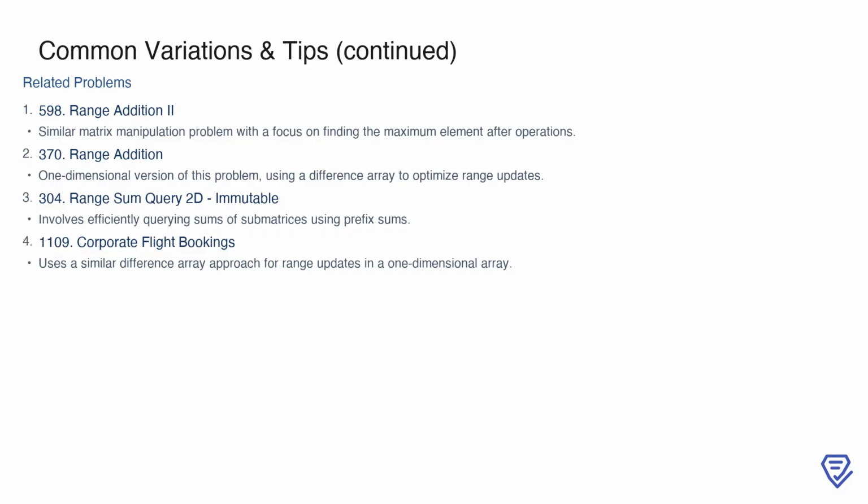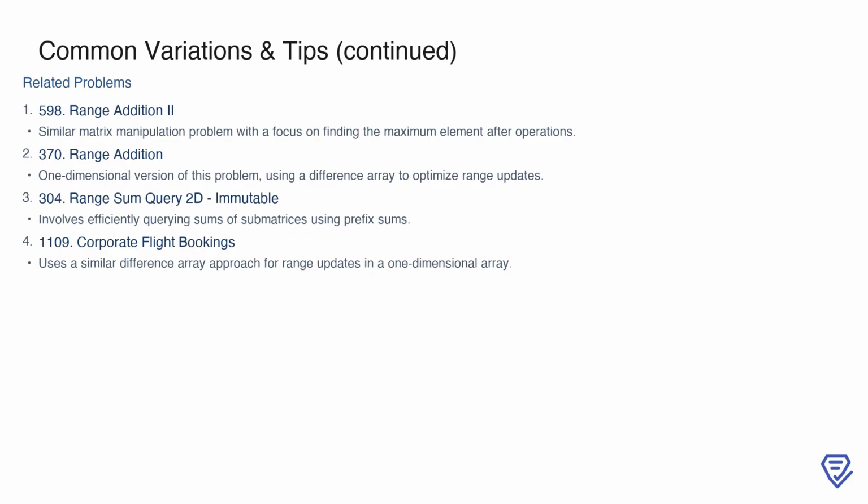Problem 370, Range Addition, is a one-dimensional version of this problem and emphasizes the use of a difference array to optimize range updates. Similarly, problem 304, Range Sum Query 2D, Immutable, involves querying the sum of submatrices efficiently by leveraging prefix sums. Lastly, problem 1109, Corporate Flight Bookings, applies a difference array technique to handle range updates in a one-dimensional array. Exploring these related problems can provide valuable insights and reinforce your ability to solve a variety of range update challenges.